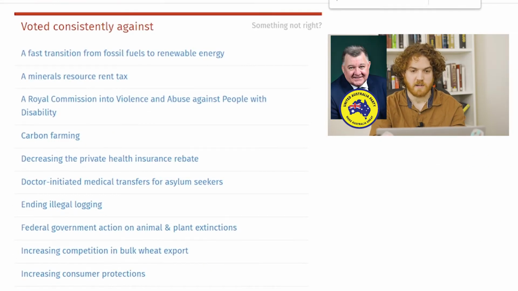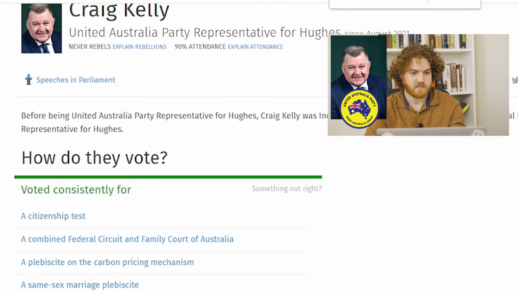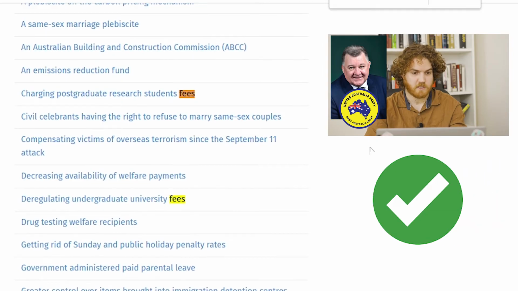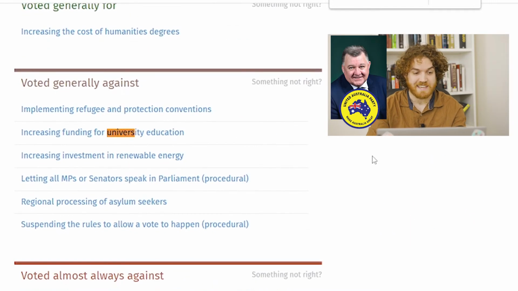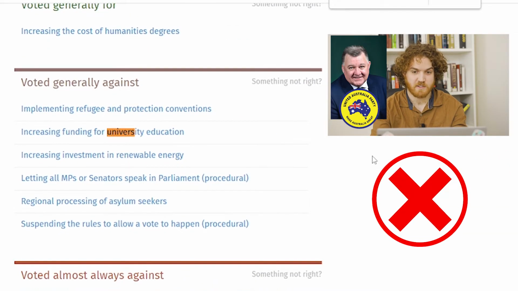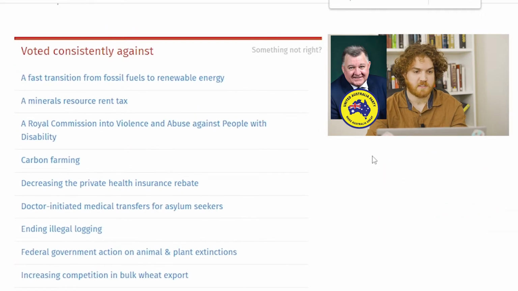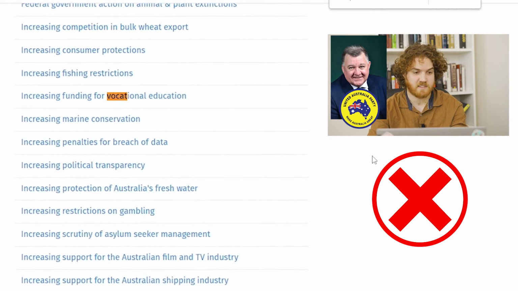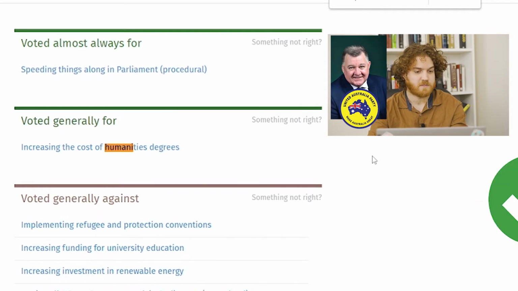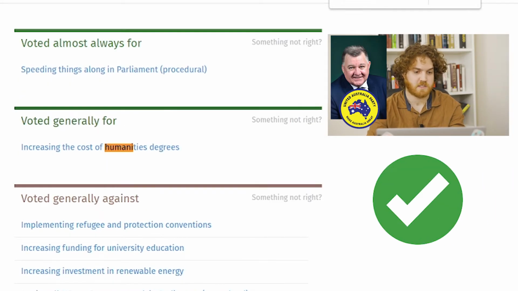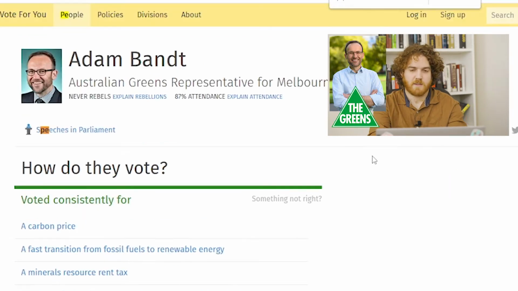Craig Kelly, the United Australia Party, has voted consistently for charging postgraduate research students fees and deregulating undergraduate university fees. He has voted generally against increasing funding for university education. He has also voted consistently against increasing funding for vocational education, whereas he has voted generally for increasing the cost of humanities degrees.